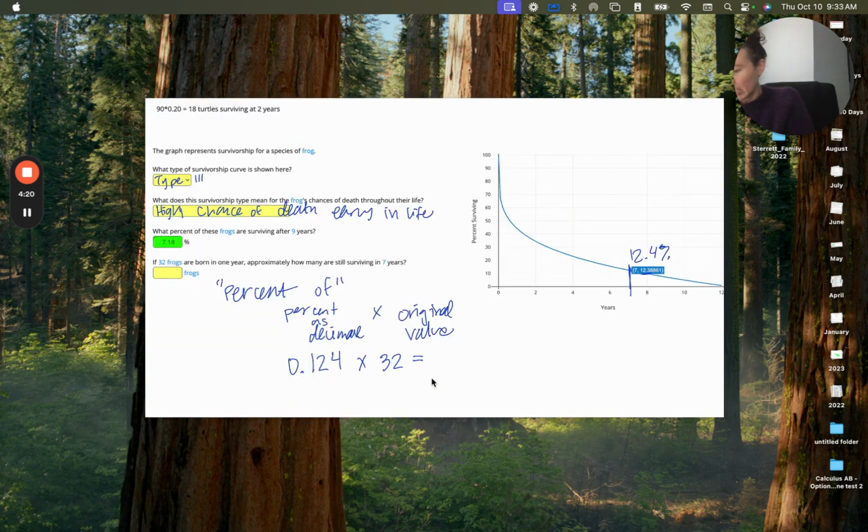And obviously you can't have a part of a frog. You can't have 0.968 frogs, so you want to round it to the closest whole number. So we're going to say approximately 4 frogs. And that's it. I hope that helps.